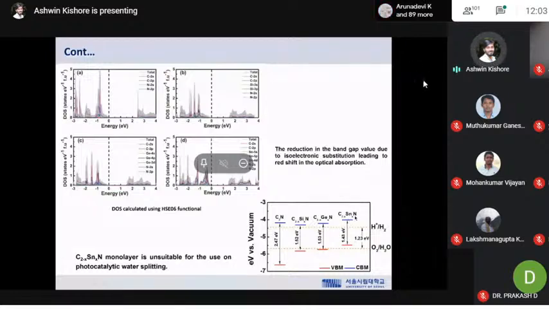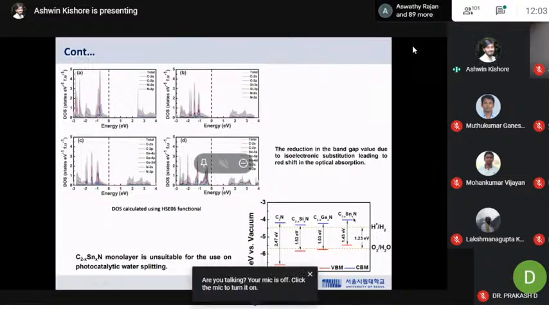Whereas in this case, the Sn-substituted system is unsuitable for water splitting because the valence band maximum is much higher than the oxidizing potential.